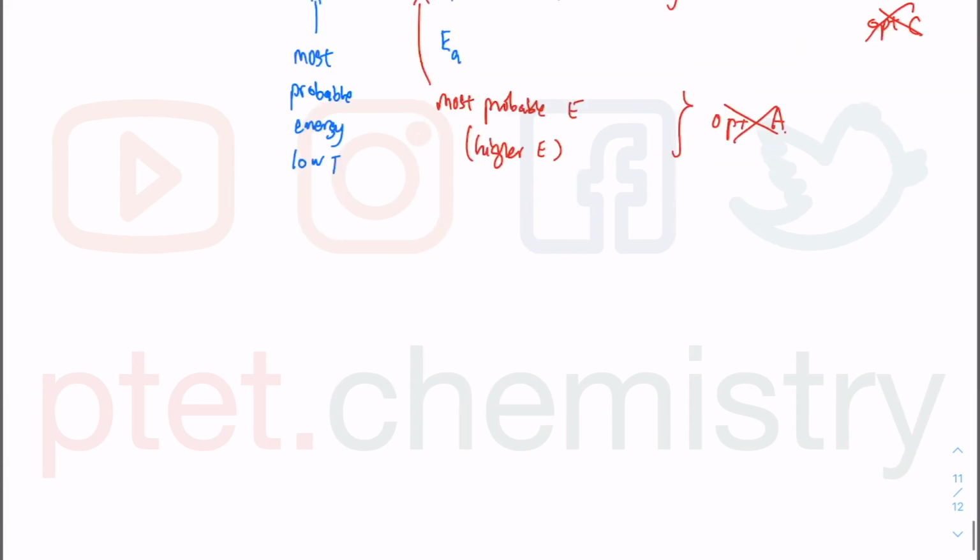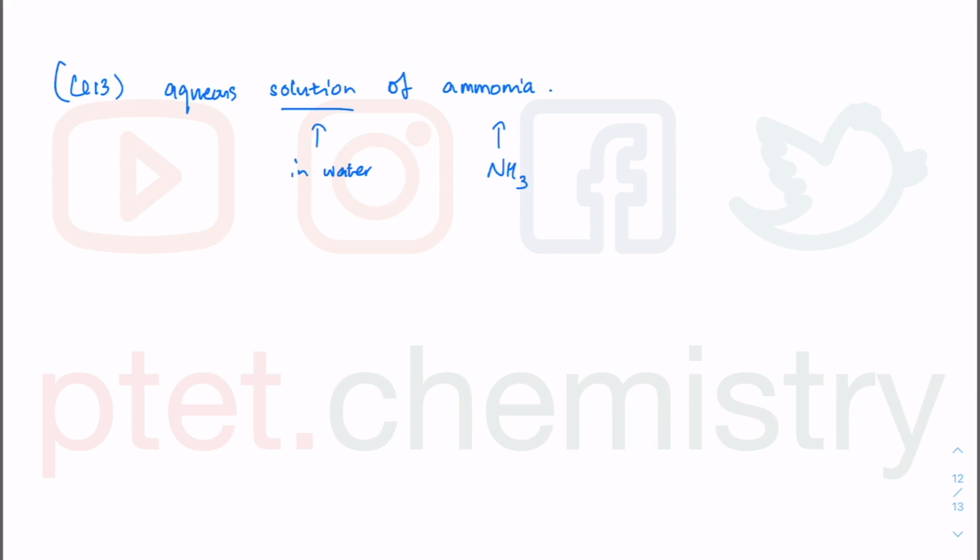Okay. Anyway, question 13. This is about ammonia again. What do we know? We want to talk about aqueous solutions of ammonia. What do you have when you have an aqueous solution of ammonia? Solution means in water, so evidently we have a mixture. NH3 can dissolve in water as a result of hydrogen bonding. And what do we have? We have NH3 with water.